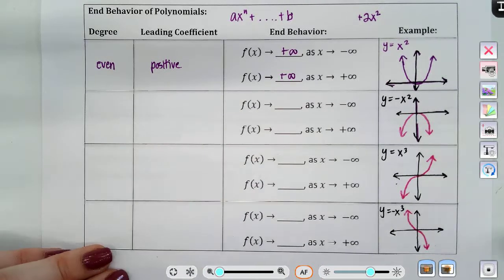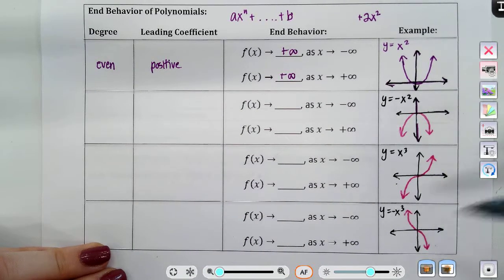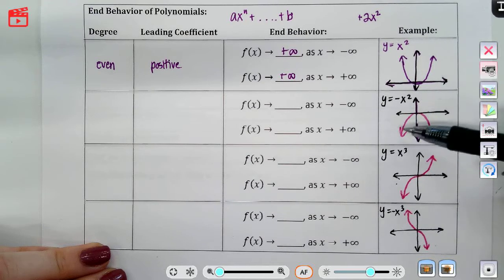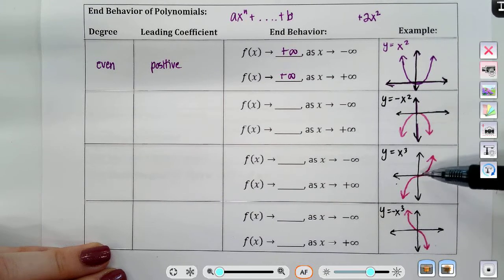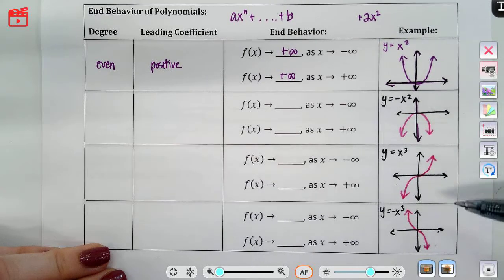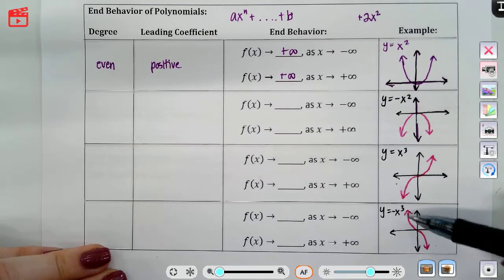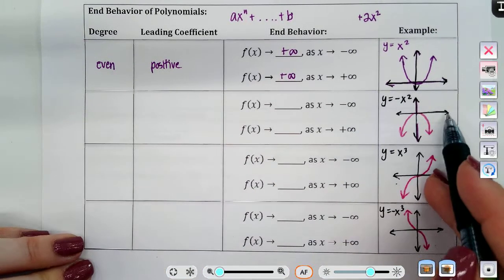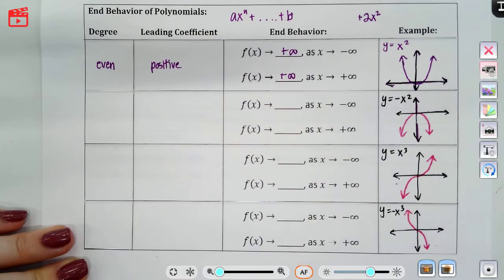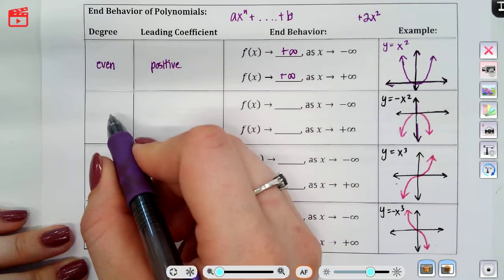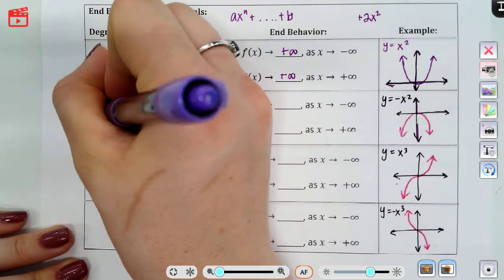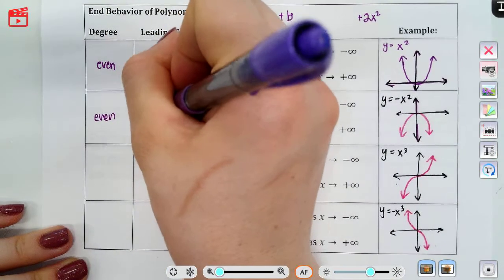Notice the ends on all of these change. For this one, both of the ends are pointing upwards. This graph, both the ends are pointing downwards. This one, the left is going down and the right is up. And this example, the left is up and the right is down. For this one right here, we're looking at a graph where the degree is also even, like our example, but the leading coefficient is a negative number.